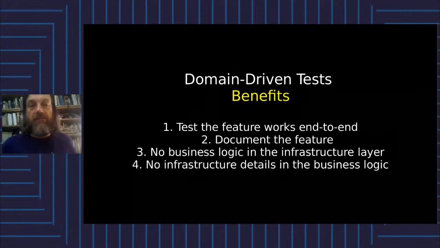So the benefit is that we can test the feature end-to-end. We can document how the story, the feature, should work. We make sure that there is no logic in the infrastructure layer, because if someone puts some business logic in the infrastructure layer, the domain-only test cannot pass, basically. And also we make sure that there is no infrastructure detail in the business logic. So inside the hexagon, everything must be very pure, very defined as business.